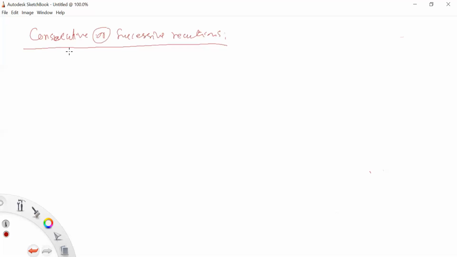So consecutive or successive reactions means the reactions which will proceed from the reactant molecules to the product through more than one intermediate formation or intermediate stages. Such reactions are called successive reactions or consecutive reactions. For example, A पासून B तयार होतो, पण B वर तो थांबत नाही. B पासून परत C तयार होतोय, परत तो C वर थांबत नाही, परत C पासून D तयार होतो.